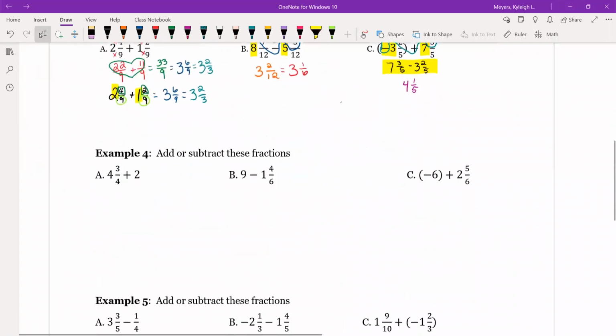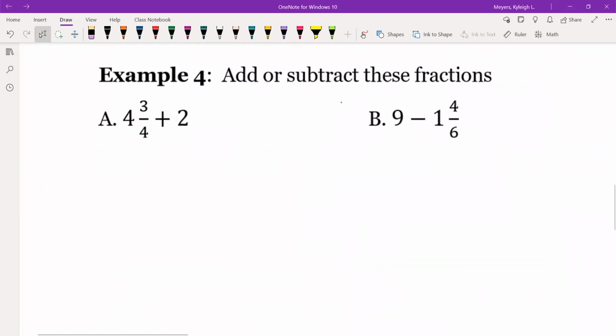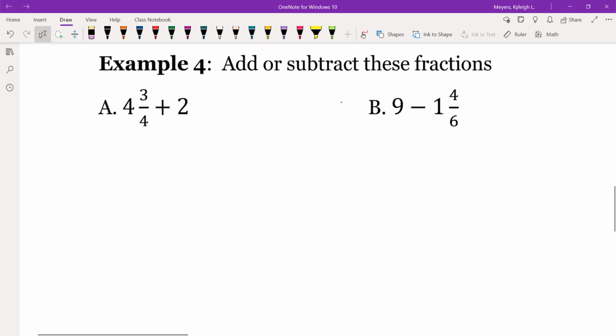So you're not always going to be given common denominators or even the same. You might be given a whole number, like example 4a. So when that's the case, then we have to figure some things out. Okay, so because we are adding in 4a, we're just going to do the same thing and add our whole numbers. What's 4 plus 2? 4 plus 2 is 6. And then we have this 3/4, so it just comes on down.